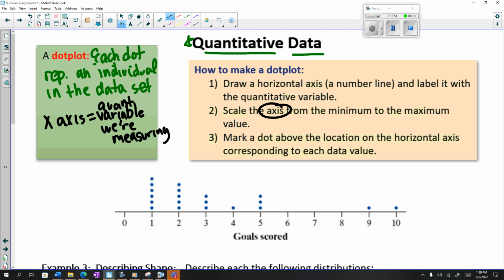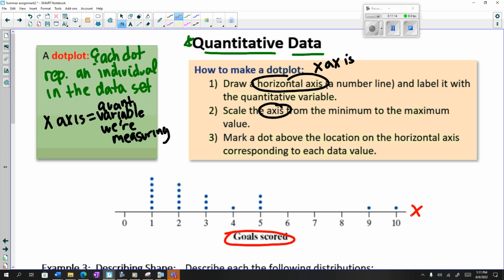So you draw your horizontal axis, which is your x-axis. It's a number line. And then you label it with whatever variable. So in this case, this was talking about soccer goals scored, so that's on the x-axis here. And then you scale it out. So make sure that you count by a consistent amount. In this case, they were counting by ones. And basically don't skip numbers.